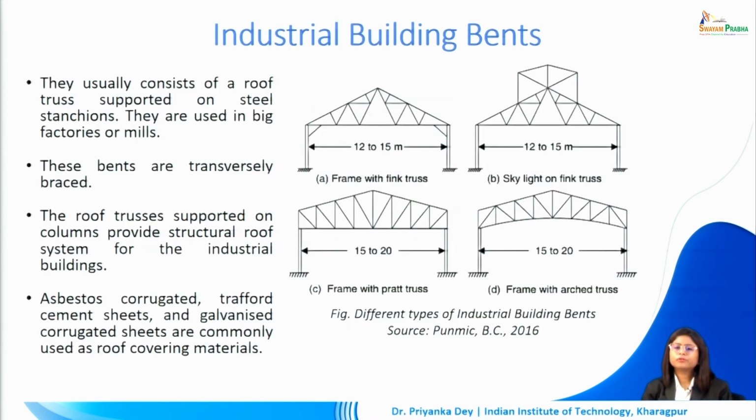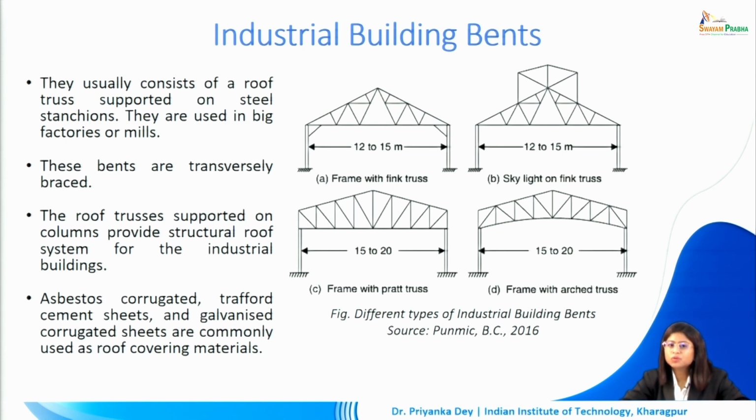Another type of steel truss application is the industrial building bents. Now they are usually made up of roof trusses supported on steel stanchions, and they are used in big factories or mills. So in case of factories, you must have seen very large columnless spaces within which we can operate very easily. To be able to create that, steel stanchions are used as the structural vertical members above which these industrial building bents are supported. Now these bents are transversely braced, and the roof trusses are supported on columns which provide structural support to the overall building.